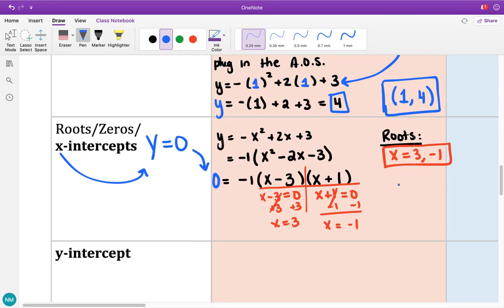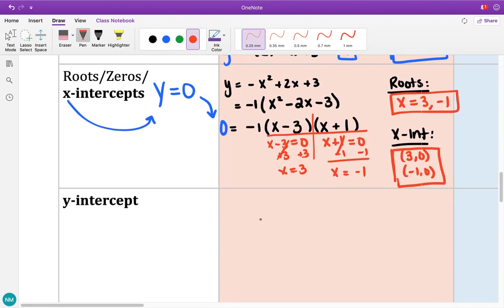And my x-intercepts are (3, 0) and (-1, 0). Remember, different format for different words.